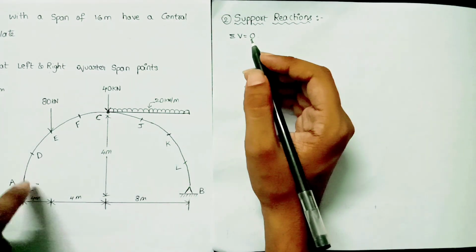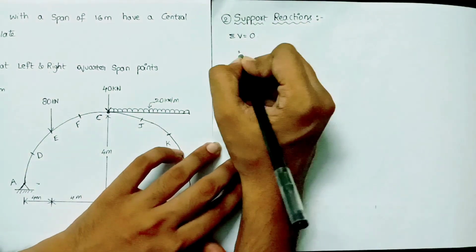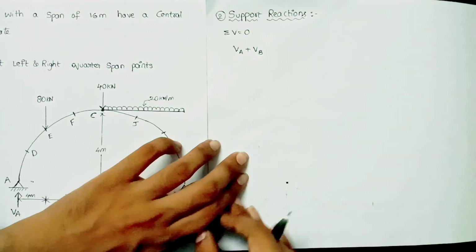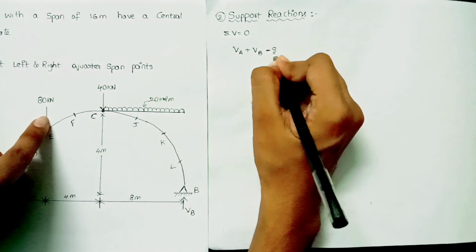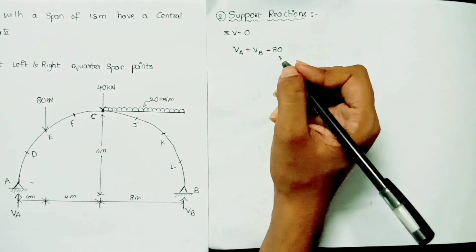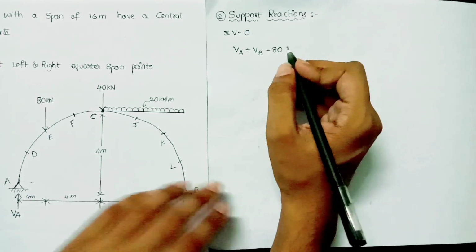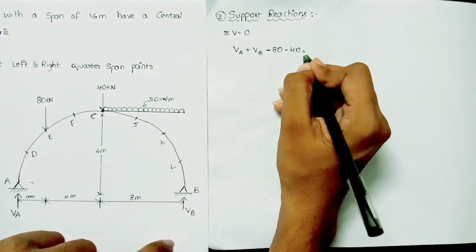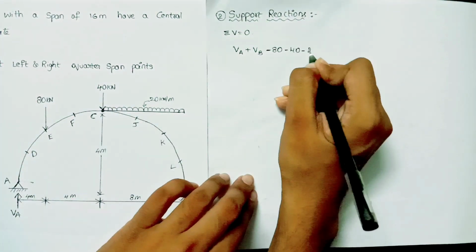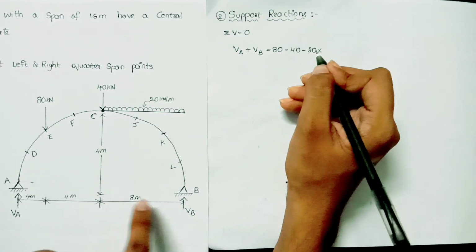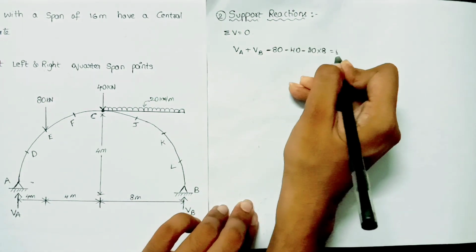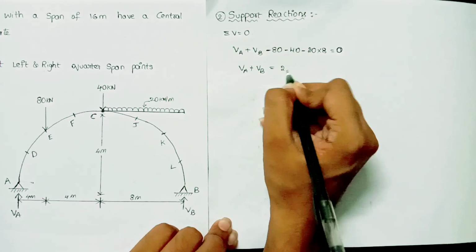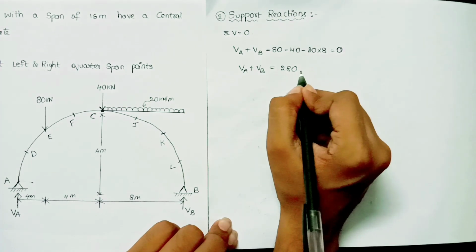So what I will write is that vertical reactions are in upward direction. So VA plus VB, and these three loads are downward, so minus 80, minus 40, since minus is because it is downward direction, minus this UDL, so 20 into this total length, that means 8 meters. Finally it is equal to 0. VA plus VB is finally equal to 280. So with this we will get one equation.